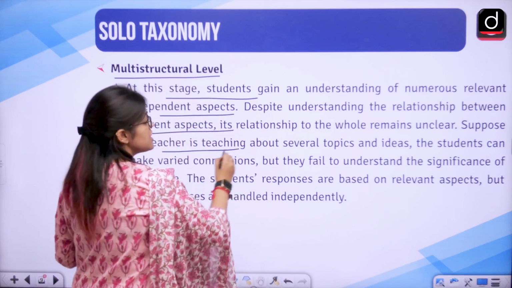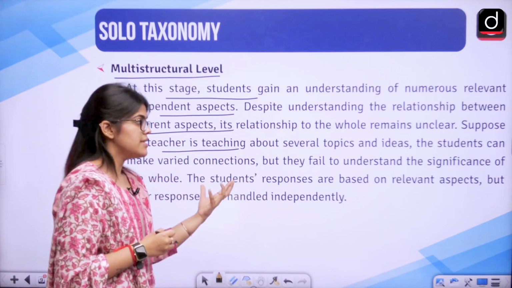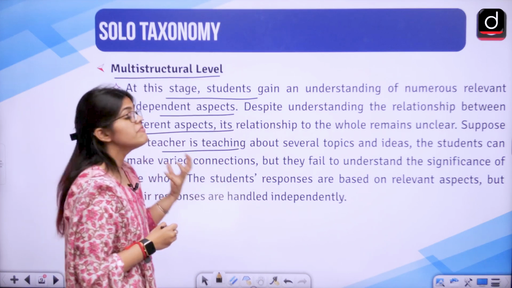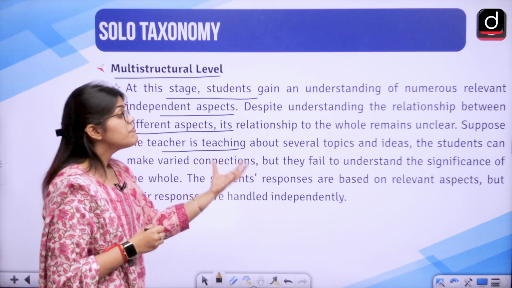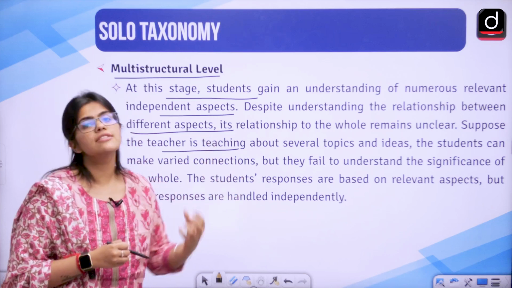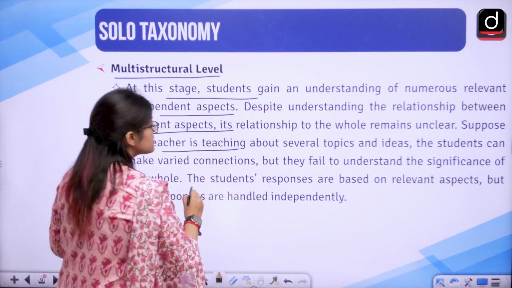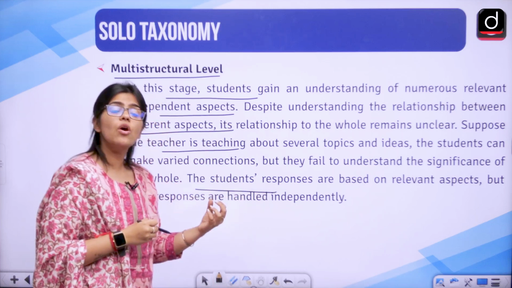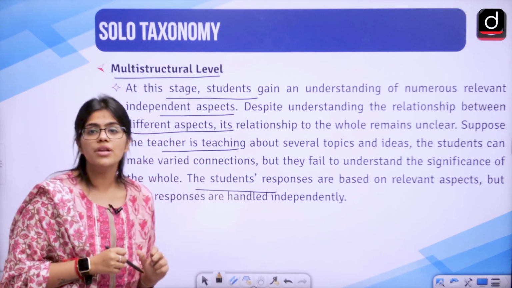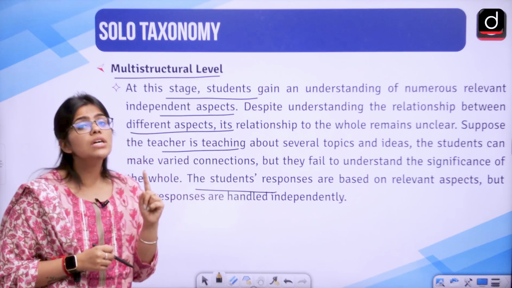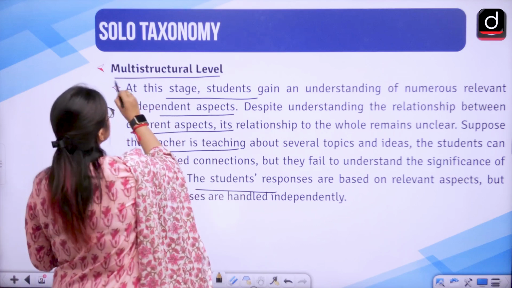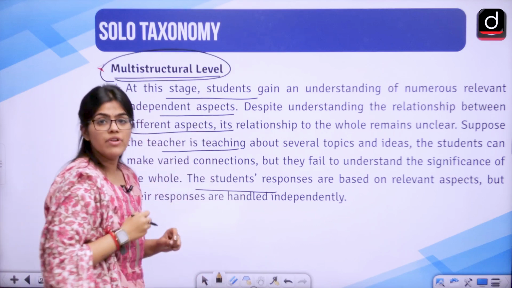Suppose the teacher is teaching about several topics and ideas and the students can make varied connections, but they fail to understand the significance of that topic. That means the student responses are based on the relevant things that they only know, and they do not know the complete knowledge about it. This is the multistructural level.